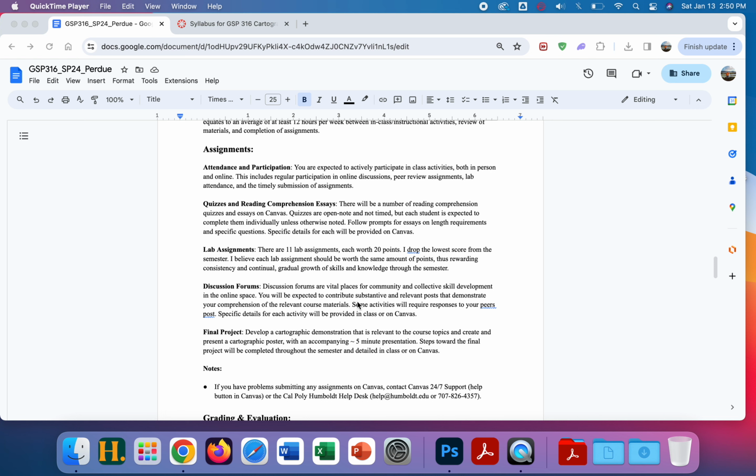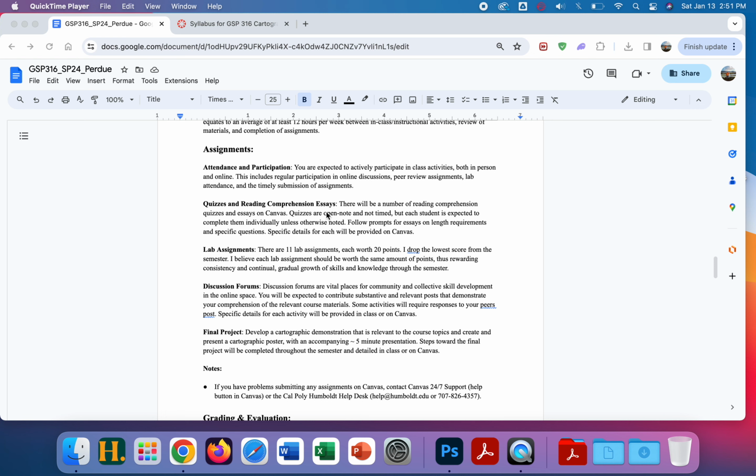So there's a broad attendance and participation category. This is just the active engagement. This is really my running tab of your active engagement in the course. And this includes the timeliness of your submission of assignments, your participation, and we have a couple different peer review opportunities where we look at each other's maps and provide feedback. So your participation in those aspects, your lab attendance, your submission of assignments, participation in online discussion forums.